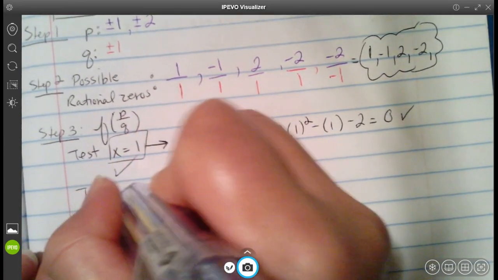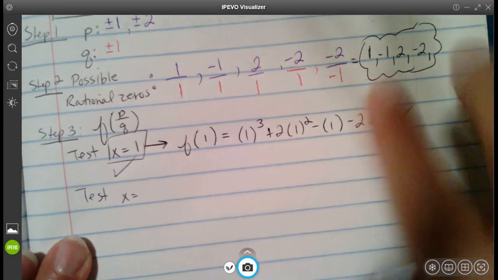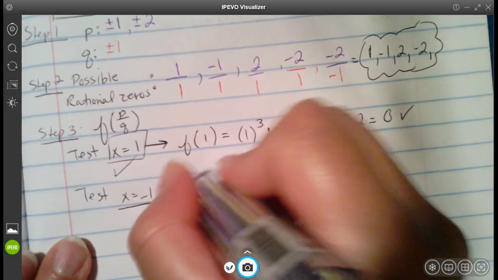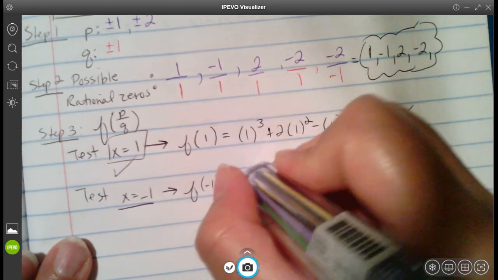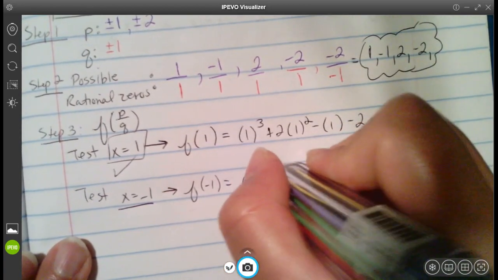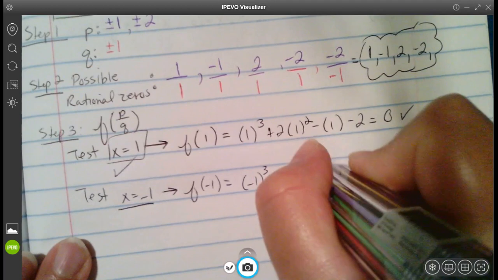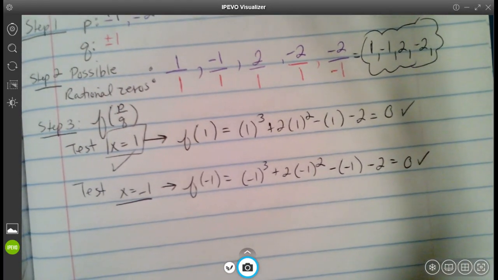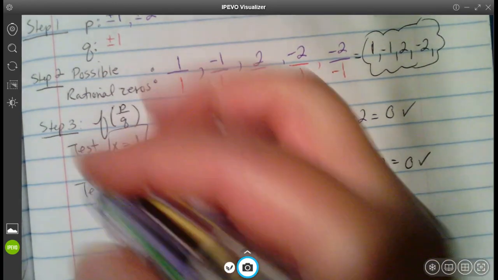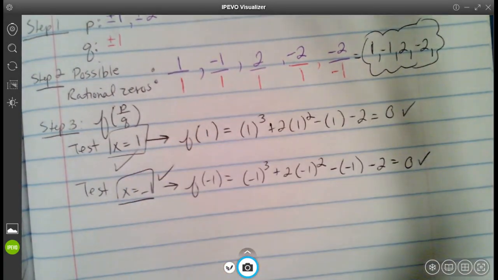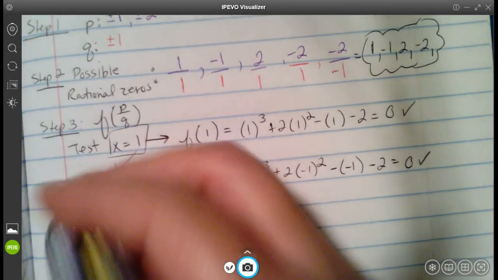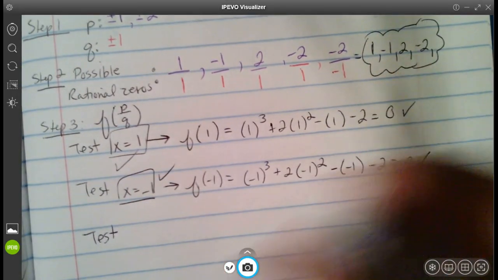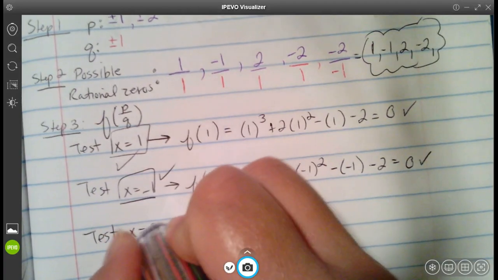We're going to test x equals -1 next. So same thing, f of -1 equals -1 cubed plus 2 times -1 squared. From there, we're going to test the next one. So far we have 2 zeros, so we're on a good path here. Now we're going to test x equals 2.